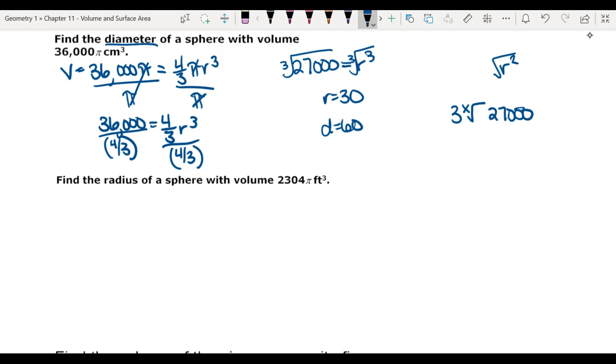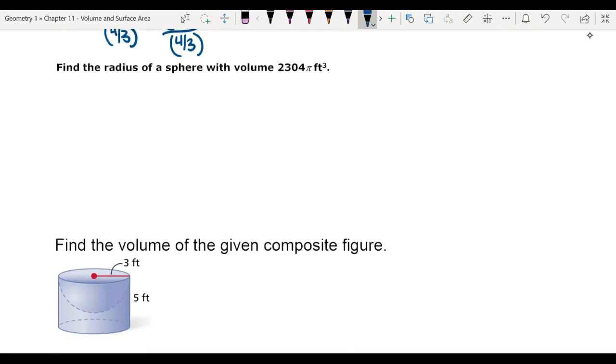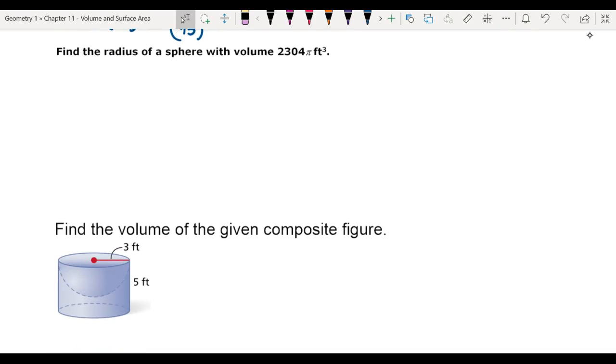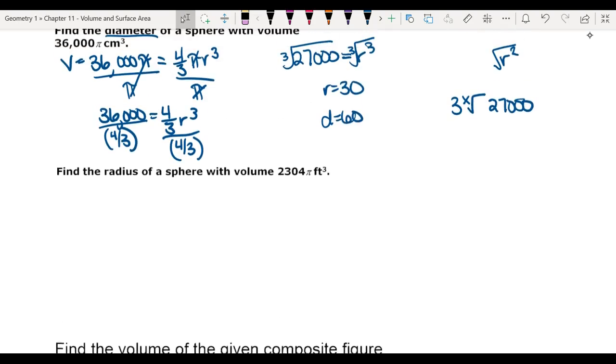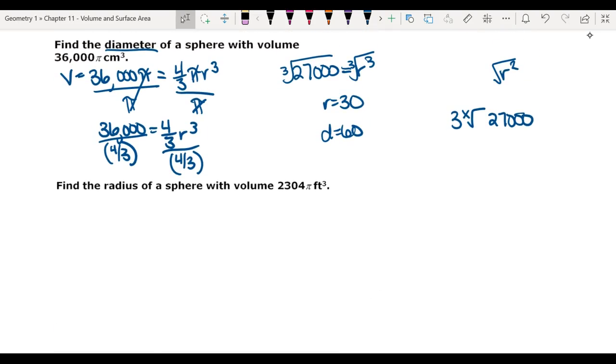So it says, find the radius of a sphere with volume 2,304 pi. I'd like you to try that one on your own. Okay, see if you can follow the same process that we did above. See if you can do that one on your own.